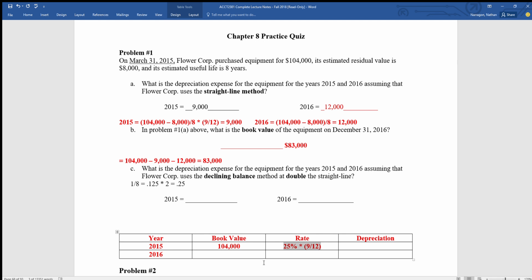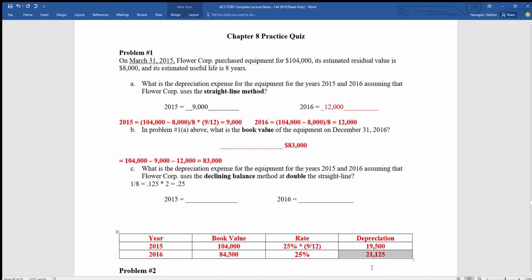Again, dates are key. So for this, depreciation in 2015 was actually 19,500. Again, using the chart, we'll take book value minus the depreciation, gives us a new book value of 84,500. Now, since we had it for the full year, we get to take the whole rate. So we times it by a quarter, and that gives us $21,125.